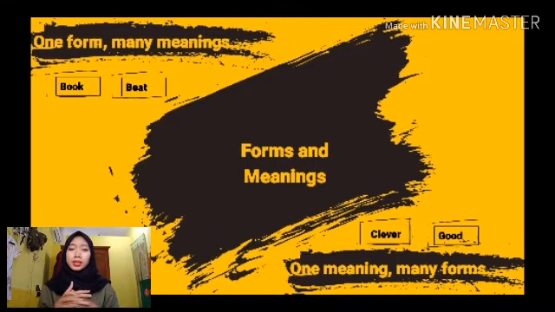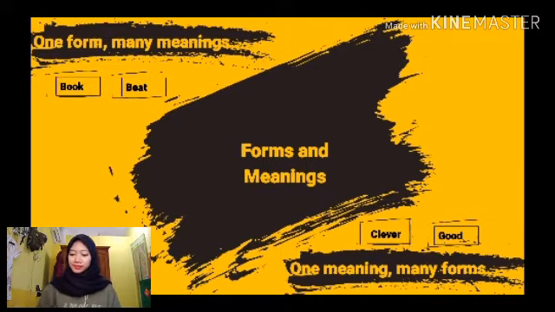And beat also can be used for hit, to hit the table, to hit the other. That's called one form, many meanings. The second type is one meaning, many forms. Take a look to the examples. Clever and good. I choose good. Good has one meaning, but good has many forms.